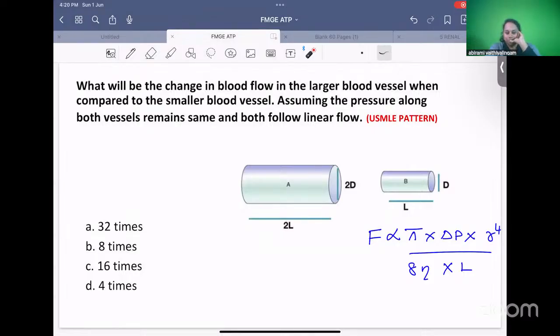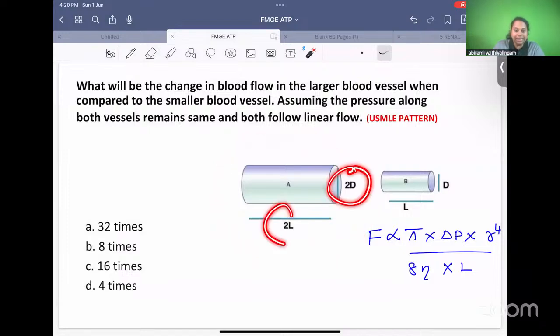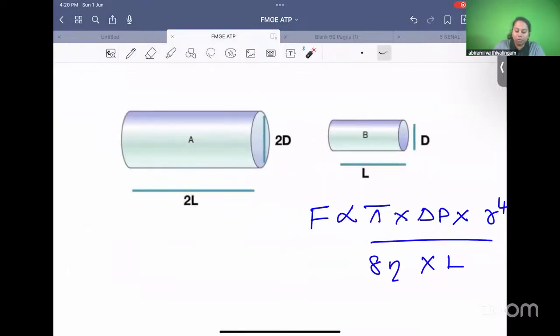Good. Now all of you are coming up with the right answer. 8 times is the right answer. How did you get this? There's a smaller blood vessel with diameter D and length L. There's a bigger blood vessel with diameter 2D and length 2L. What will be the change in blood flow? So the question is about Poiseuille's law. So you write the Poiseuille's law.